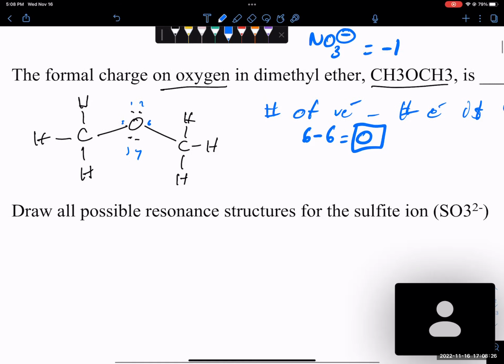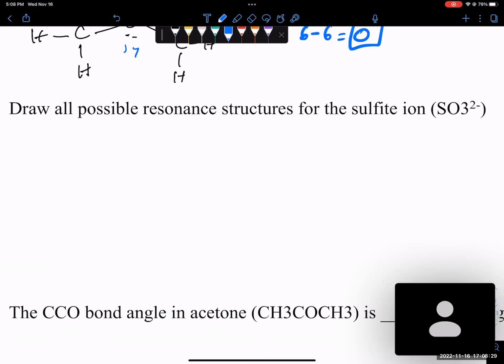Right, cool. Move on to question 2. Draw all possible resonance structures, everything that's there, I want it, for the sulfite ion, SO3 2-. What would be the first step?